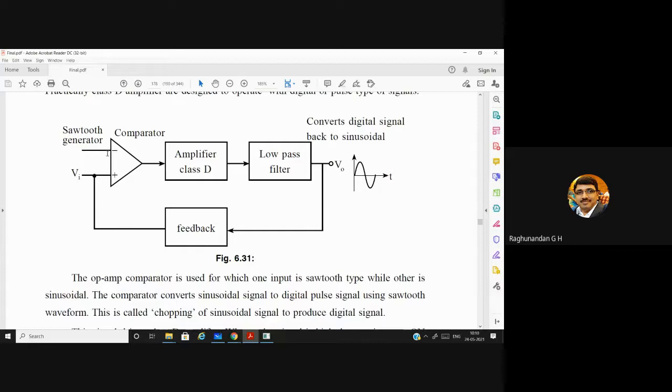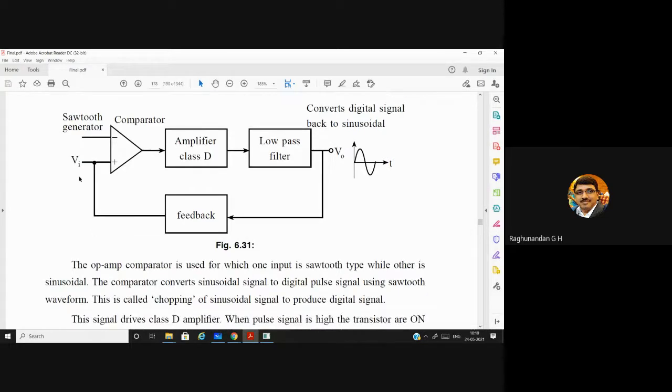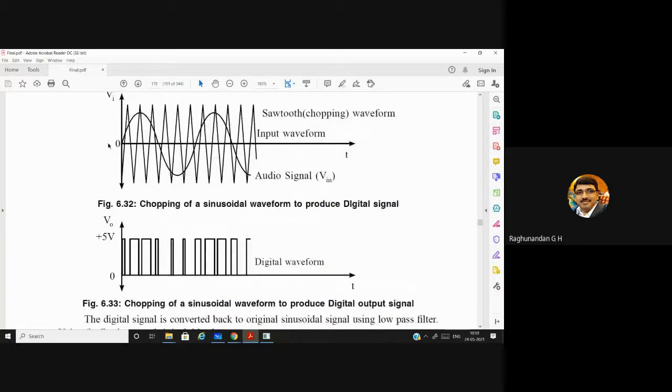You know an op amp has two terminals, inverting and non-inverting. To the inverting terminal, the sawtooth generator input is given, and to the non-inverting terminal, the normal input voltage, that is the sinusoidal input, is given. So it looks like this. This is our input and this is our sawtooth waveform. We call it the chopping waveform. It is almost a sawtooth waveform, and this is the audio signal which we are having.